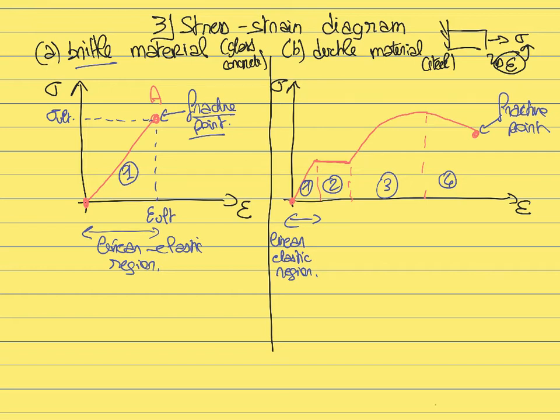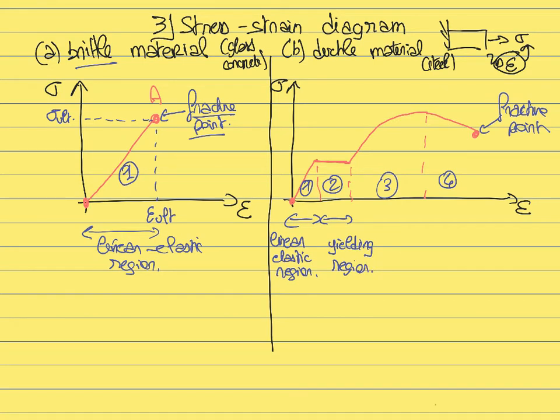Now in the case of ductile material, after you exit the linear elastic region, you enter a new stage where the stress remains constant despite the fact that the strain continues to increase. This is called the yielding region. This is the region where the material is yielding.